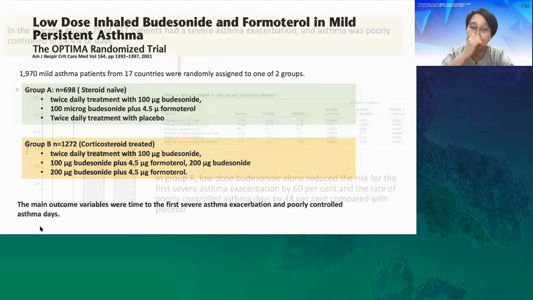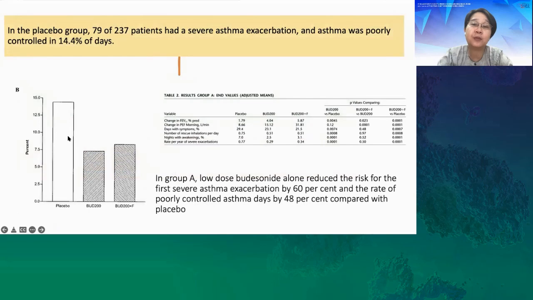Right? So what did they find? In the placebo group, number one, a lot of them actually had severe asthma exacerbations. These are mild asthma patients, right? And asthma was poorly controlled in about 14.4% of days. But when we look at group A, you can see that the low dose budesonide alone reduced the risk of first severe asthma exacerbation by 60% and the rate of poorly controlled asthma days by 48% compared to placebo. So we know that mild asthma patients have got symptoms, and the introduction of low dose ICS actually had very good decrease in risk of asthma exacerbations.